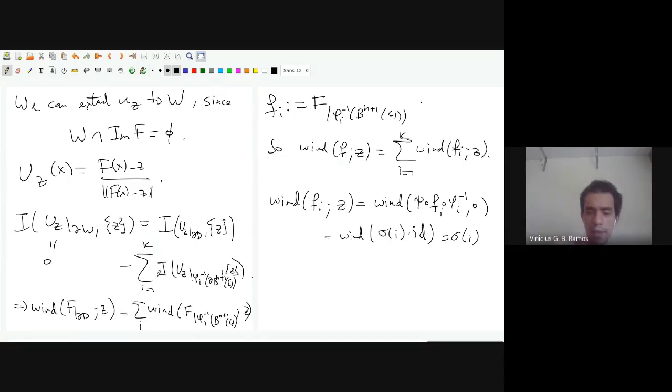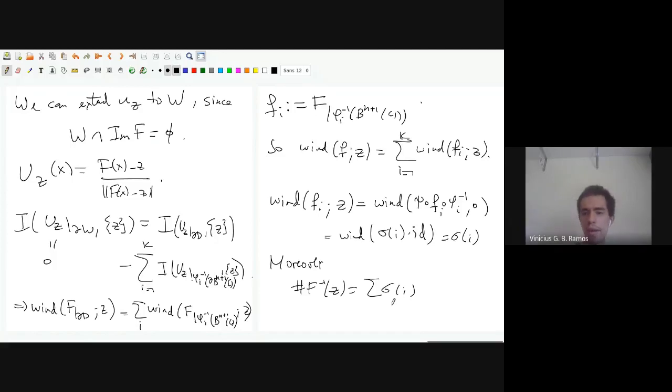Moreover, the number of pre-images of z is just the sum of the sigma_i. Because for each x_i, it comes with a sign if it's oriented. If it's not oriented, it's just this number, and plus or minus 1 is the same. But if it's oriented, you count the number of pre-images with a plus if df preserves orientation, and with a minus if it doesn't.